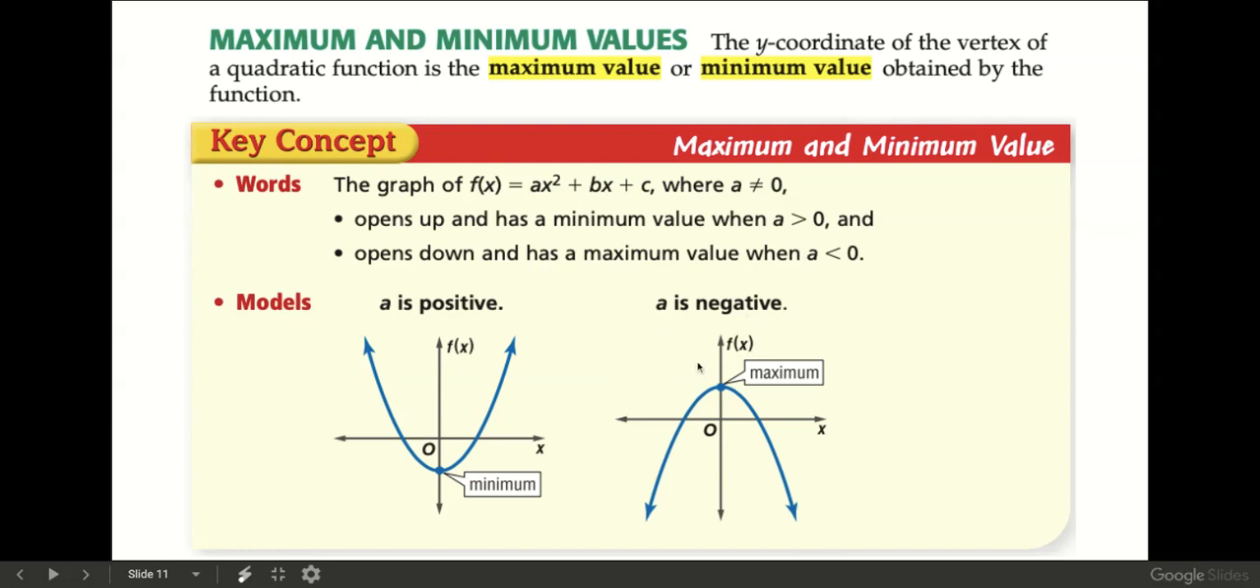For a negative parabola, that's a parabola that's opening down. Its vertex would be known as a maximum because it is the highest that it reaches. It has the highest y value. It is its maximum point.